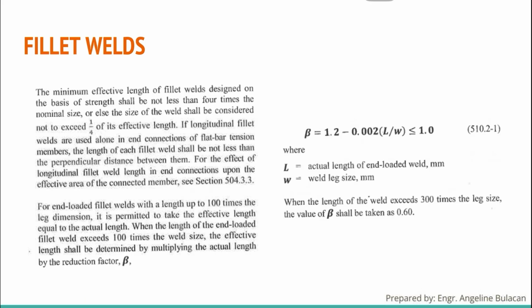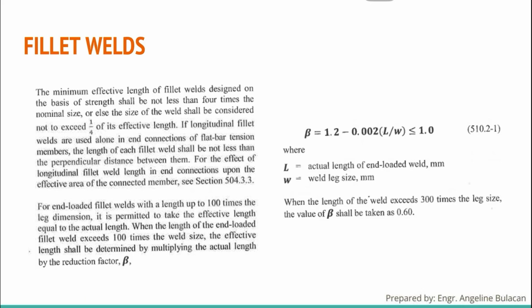Then for end-loaded fillet welds naman, for weld lengths up to 100 times the weld size, the effective length equals the actual length. For weld lengths greater than 100 times the weld size, a reduction factor beta is applied, which is equal to 1.2 minus 0.002 times L over W. Then this value should be less than or equal sa 1.0.